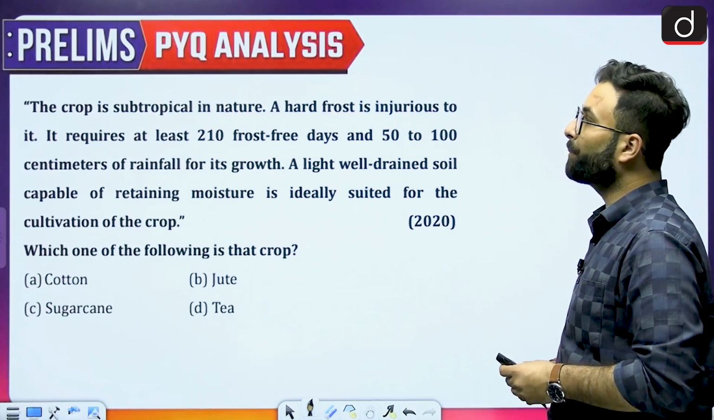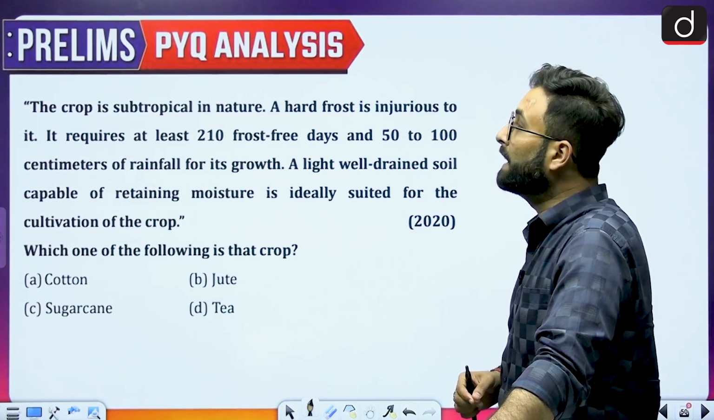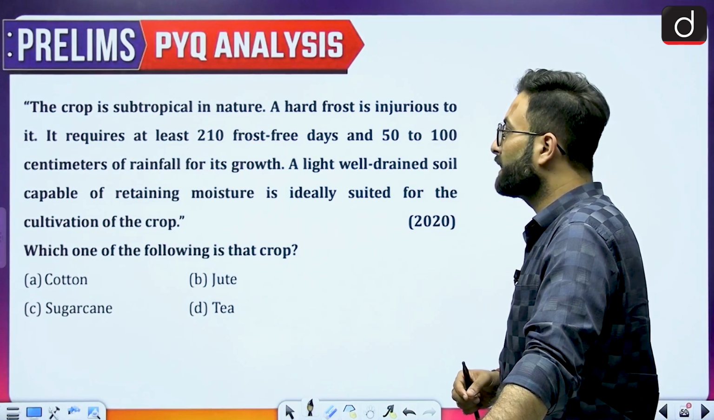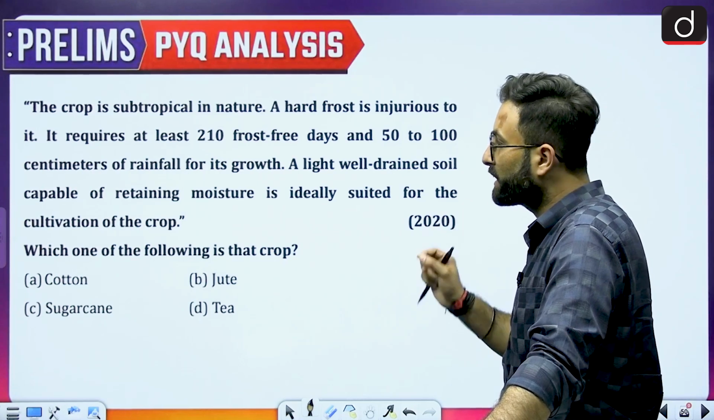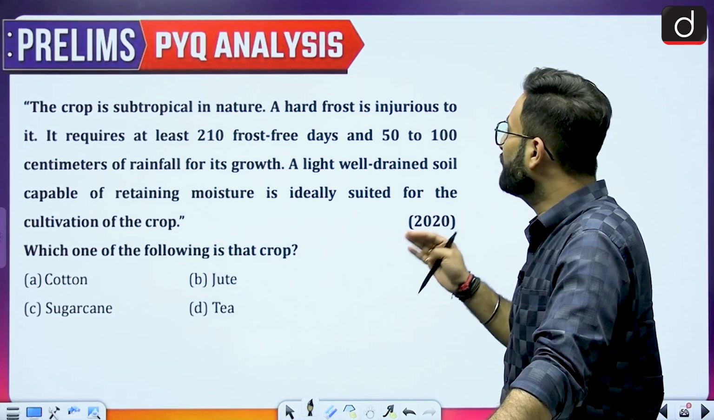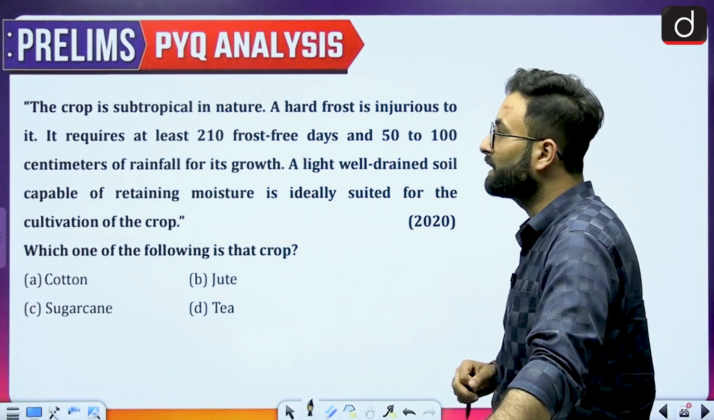Coming to the next one, the crop is subtropical in nature. A hard frost is injurious to it. It requires at least 210 frost free days and 50 to 100 centimeters of rainfall for its growth. A light, well drained soil capable of retaining moisture is ideally suitable for the cultivation of the crop.